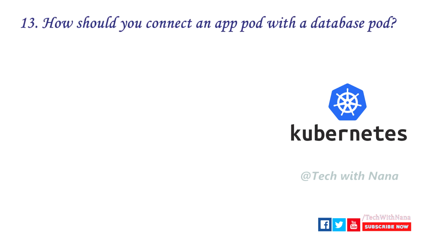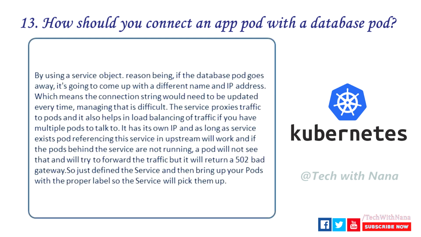How should you connect an app pod with a database pod? By using a service object. Reason being, if the database pod goes away, it's going to come up with a different name and IP address, which means the connection string would need to be updated every time. Managing that is difficult. The service proxies traffic to pods, and it also helps in load balancing of traffic if you have multiple pods to talk to.